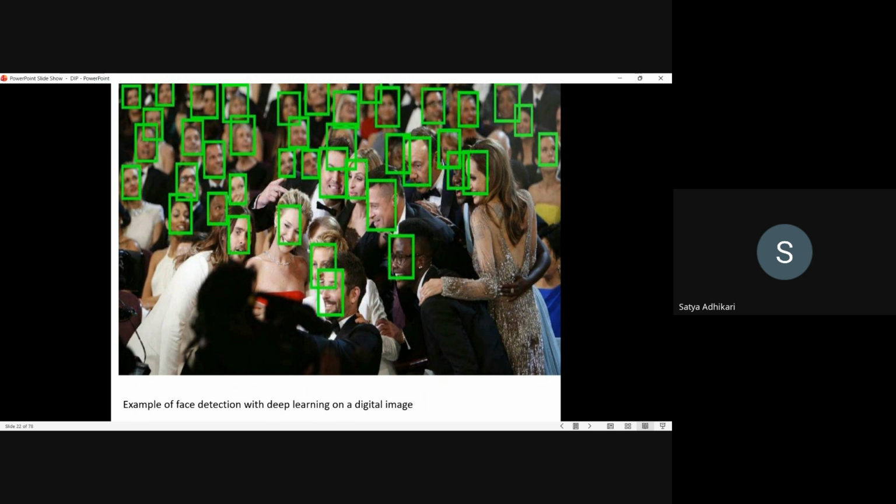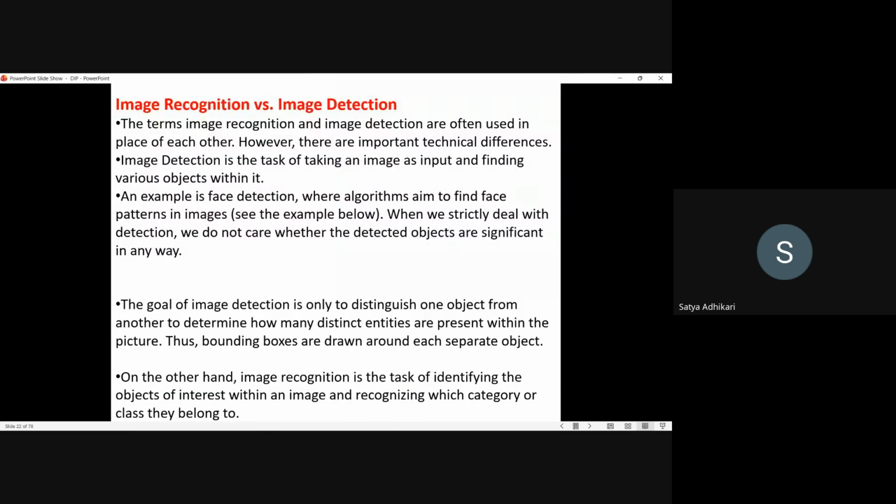You see, this is face detection. There is an image, it contains some humans, and the humans are detected by drawing a green rectangular line over the faces, so it is assumed that each rectangle contains a face. This is a face recognition system.